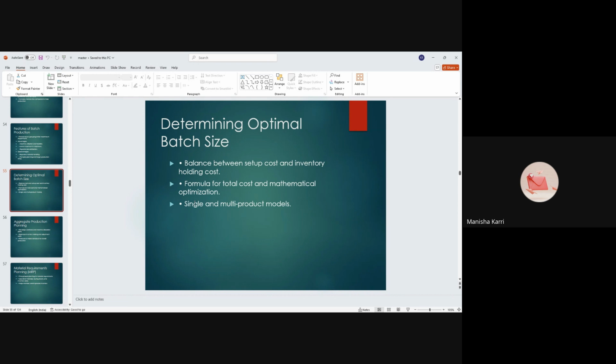So the better example here is in a bakery: producing a large batch of bread will reduce the setup costs, like fewer starts and stops. But it will increase the holding cost, like more space and the risk of waste. By using the optimization formula, the bakery can determine the best batch size to minimize the total cost. This is nothing but determining optimal batch size, okay?